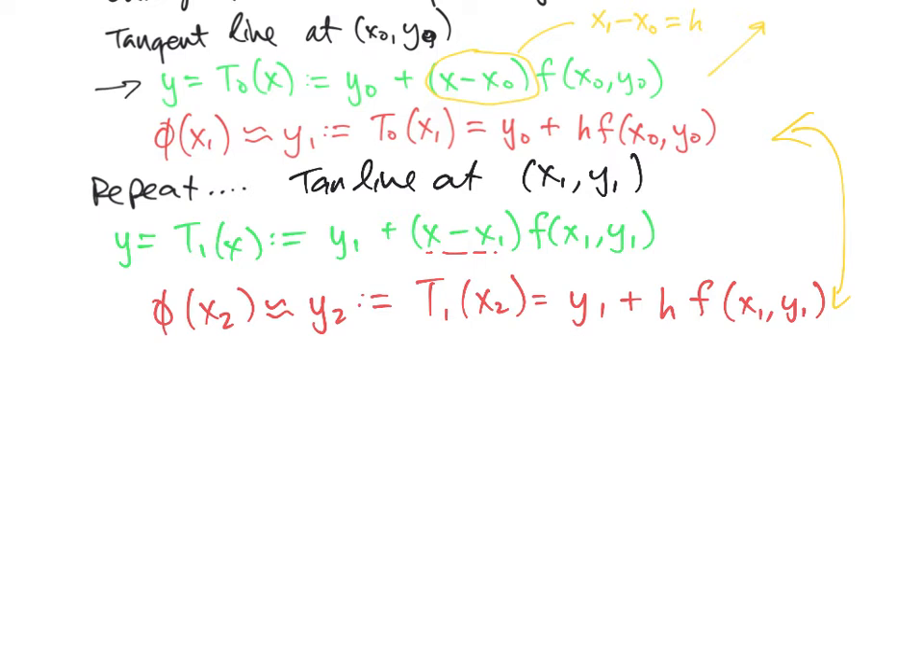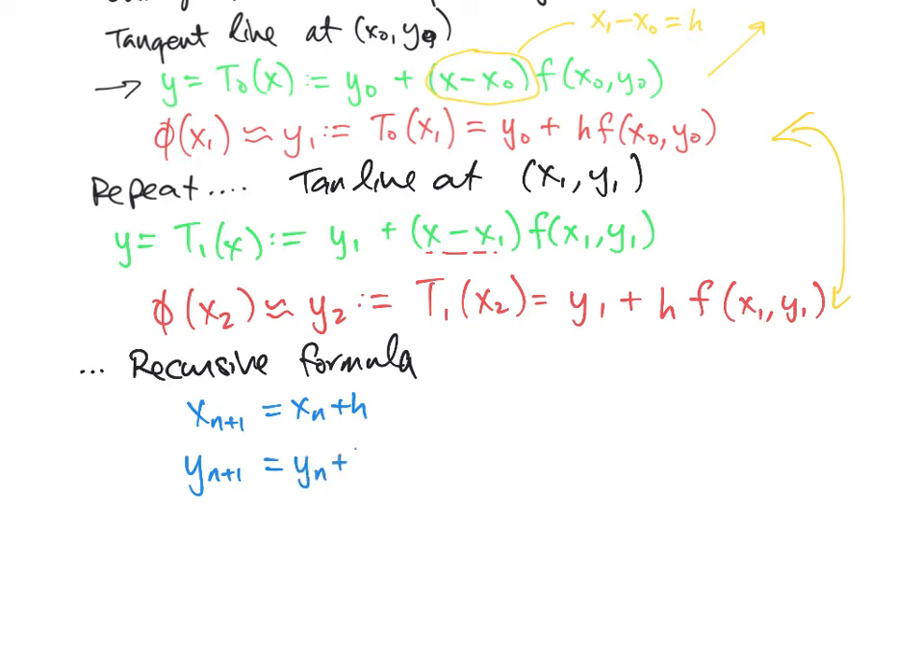And so we can get this recursive formula where we define xn plus 1 equals xn plus h, and our yn plus 1 equals yn plus h times f of xn, yn for all n.